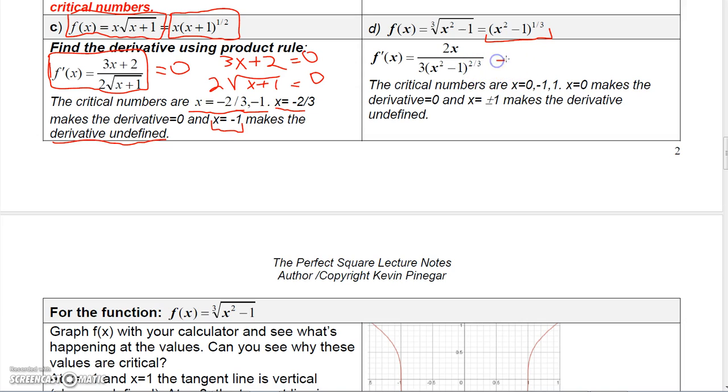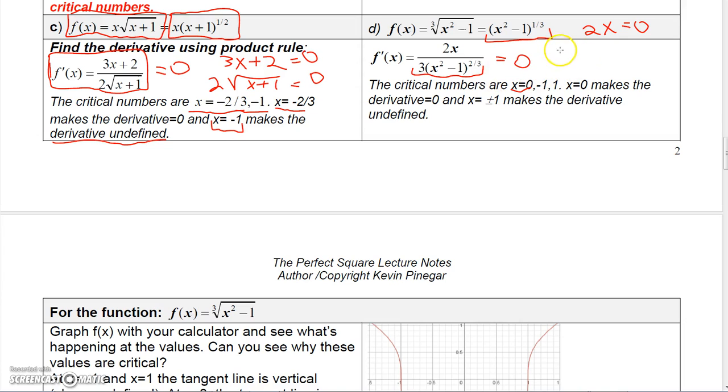Well, the first thing I do is say, well, what's going to make this derivative 0? Well, the only way it can be 0 is if 2x equals 0. And the solution to 2x equals 0 is x equals 0. And then I say, well, what will make the denominator 0? In other words, what will make the derivative undefined?